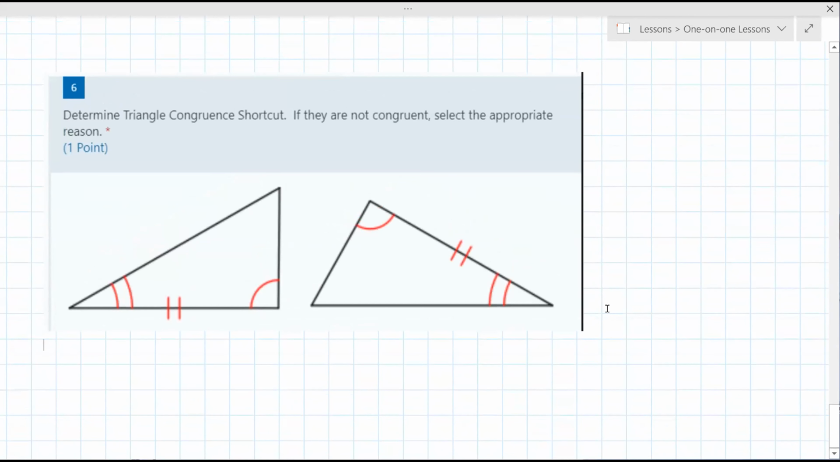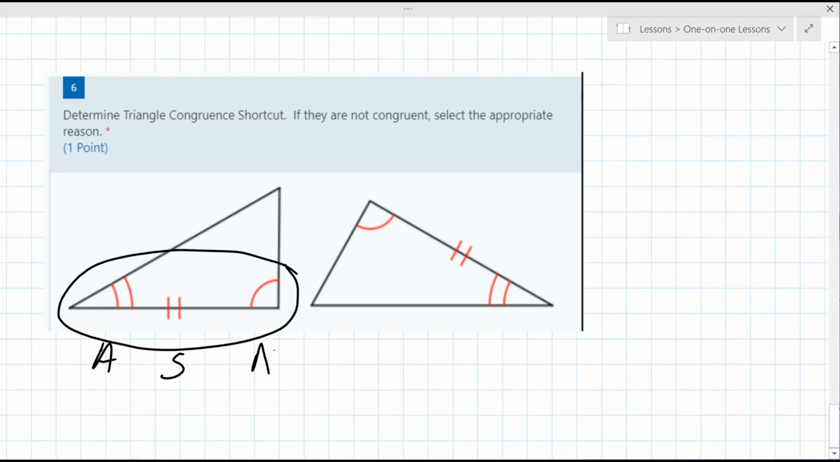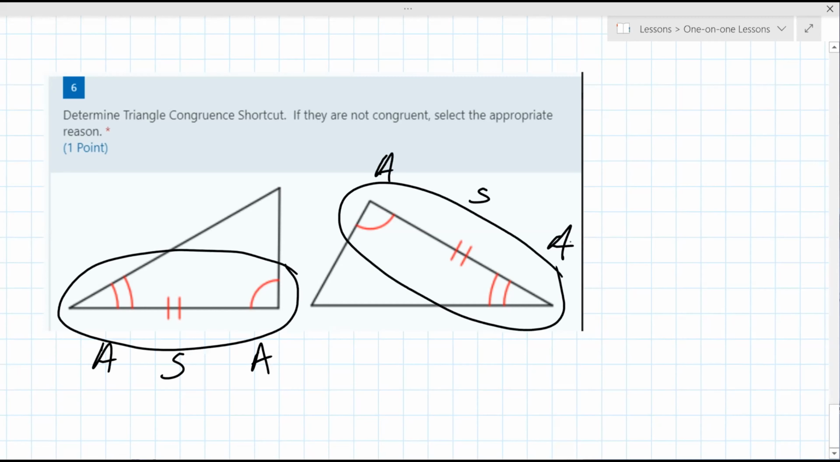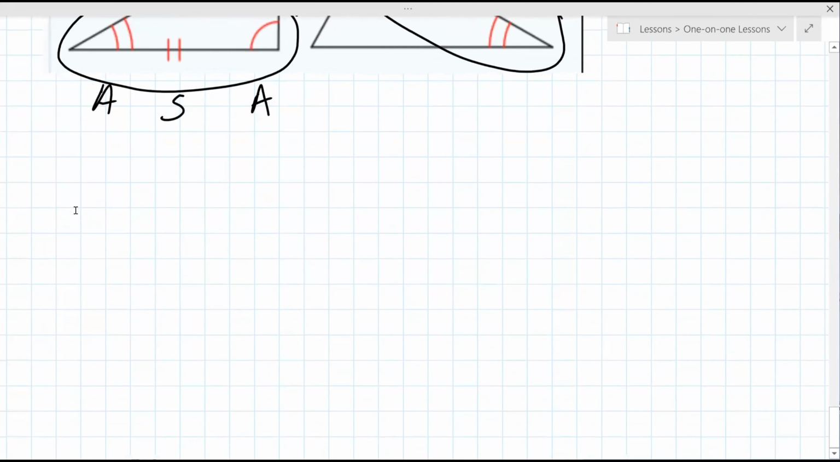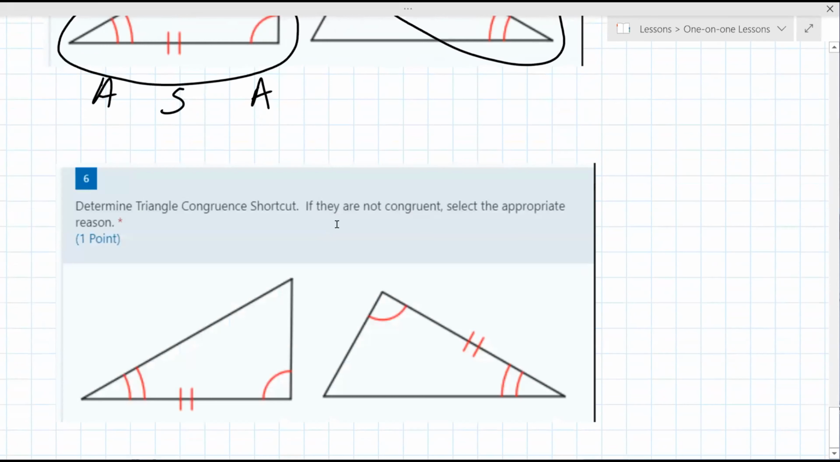Determine, okay, so same thing again. When I look at this, I want you to try and visualize what I see here. I see an angle, a side, and an angle. And I kind of see the same thing here. I see an angle, a side, and an angle. But let's go through it a little bit more slowly. But that's kind of what I'm saying. It's like big picture. Do you see everything that's going on? Maybe not, but let's try it again here.